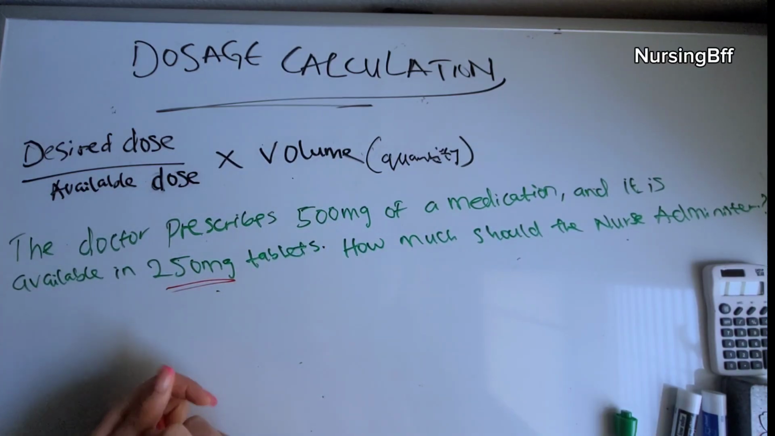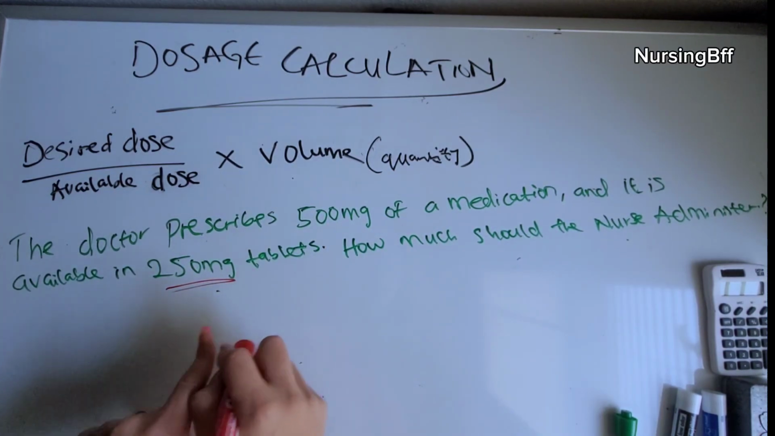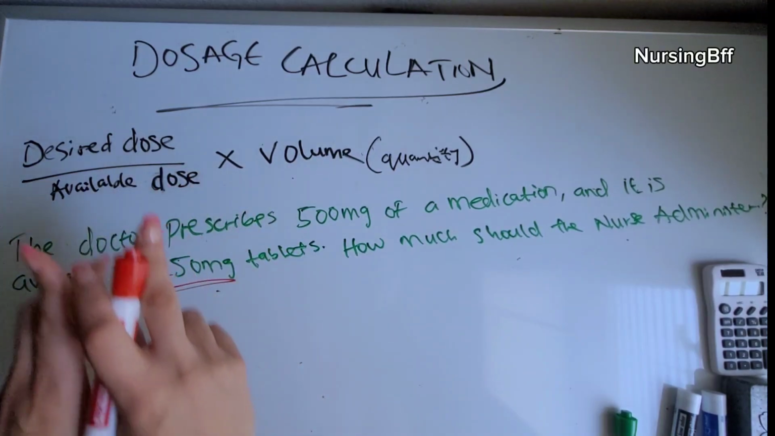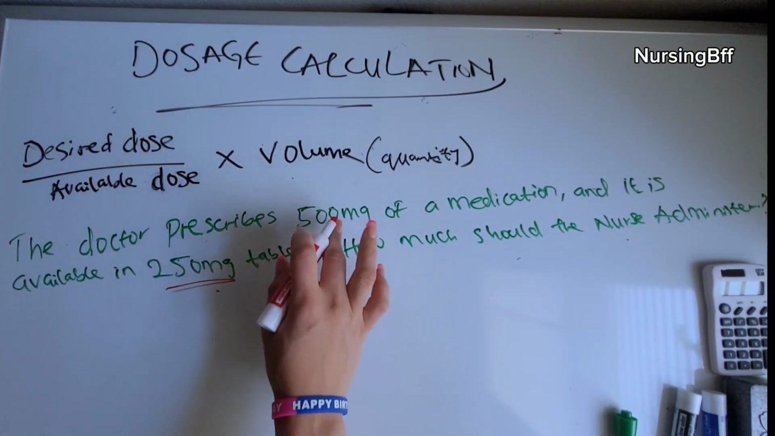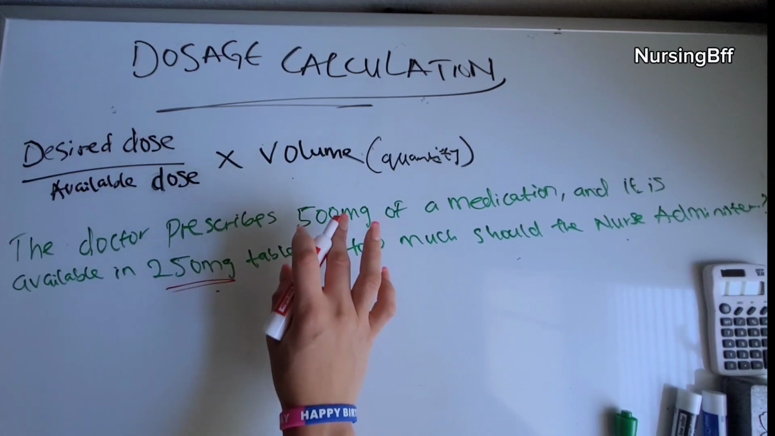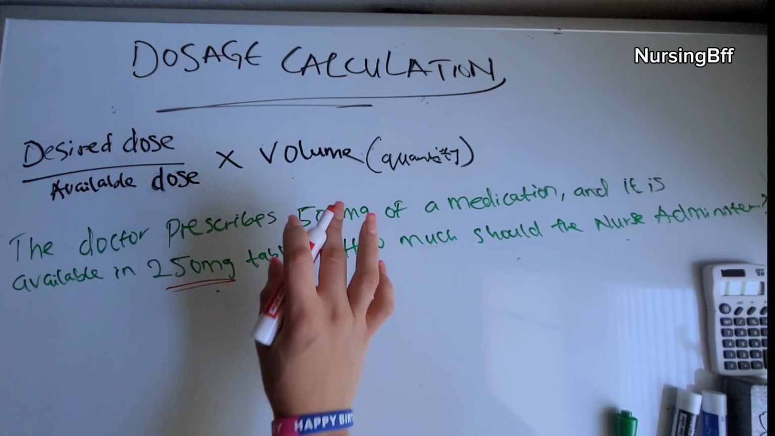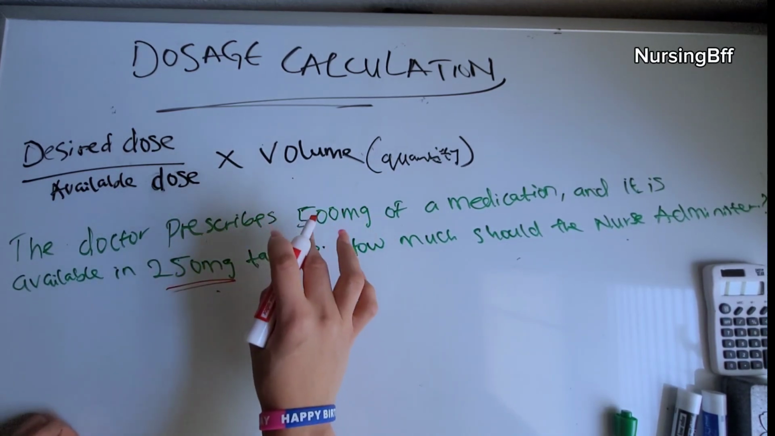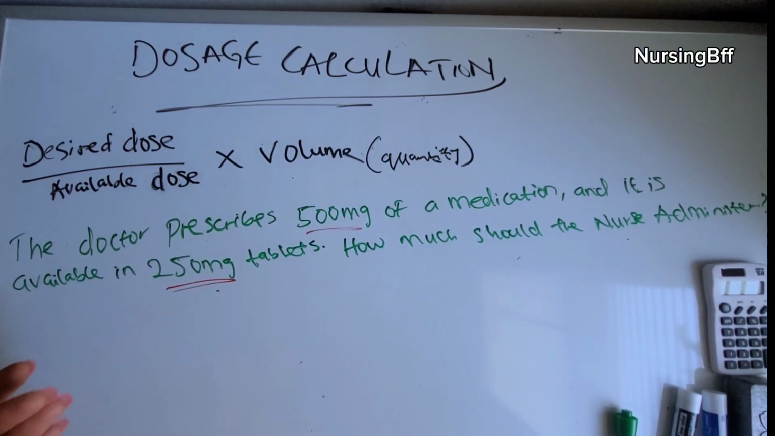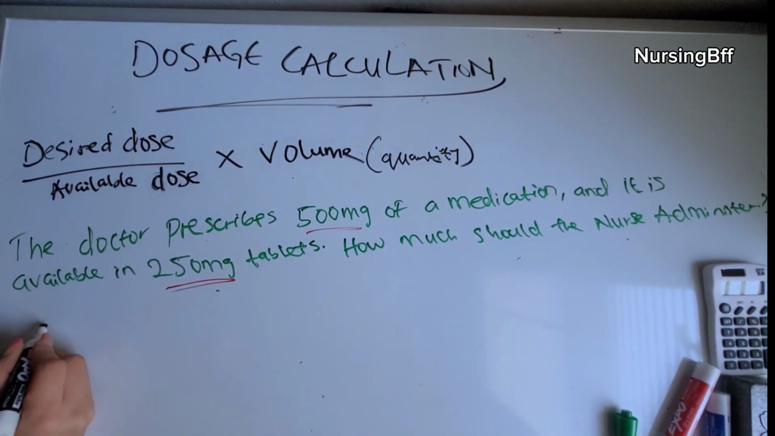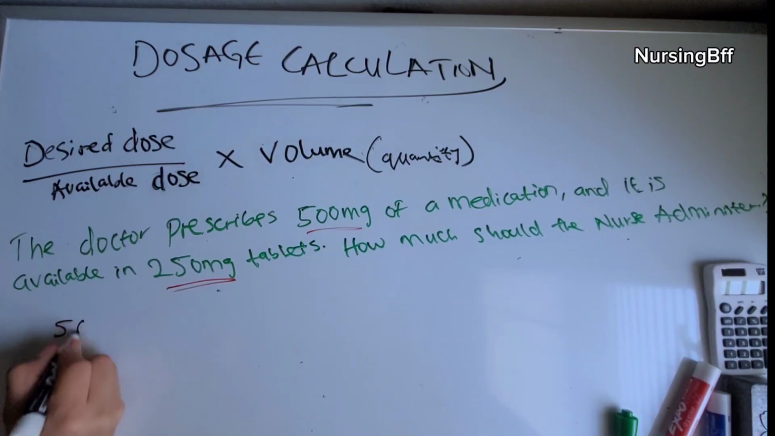The next step you're going to take is do the calculation. Use the formula. Do the magic. You want this, right? This is a desired dose. This is what you want. So let's put it down. Desired dose is 500.